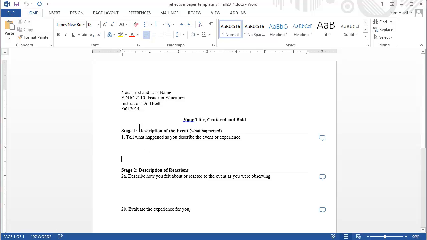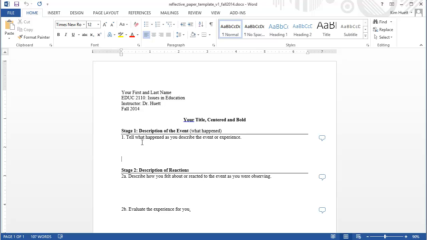These are the stages that you will be writing in. Not my favorite term, but that's what we're calling it. In the first section, in fact, we should just call that section 1, but maybe later. All right, description of the event. You need to tell us what happened. You're going to tell what happened as you describe the event or experience. So those 5 hours of observations you did, I want to hear a play-by-play of what happened.